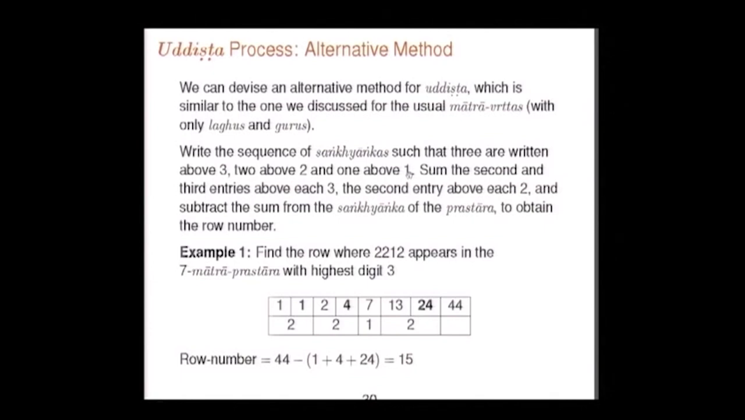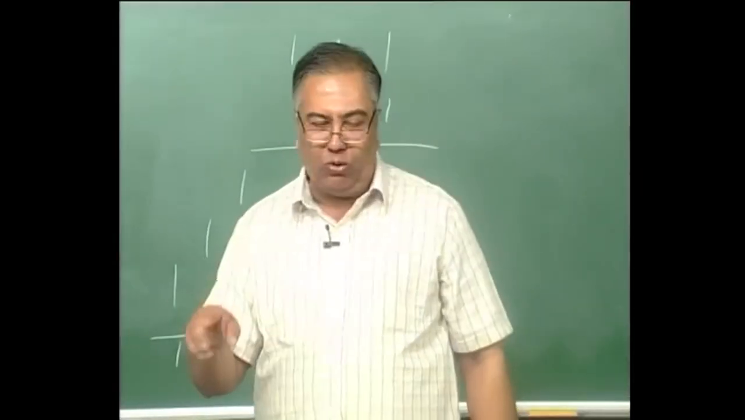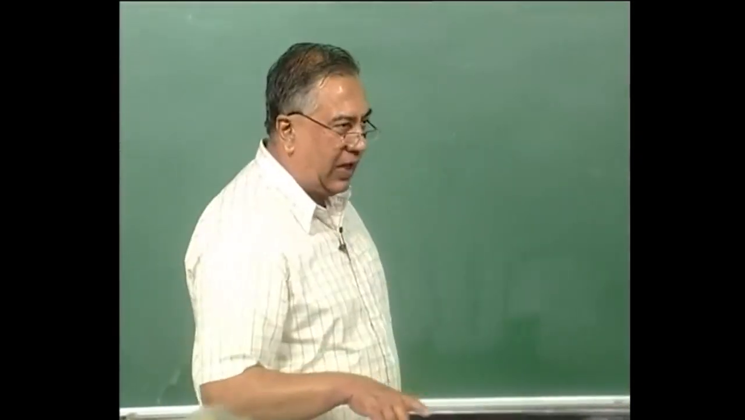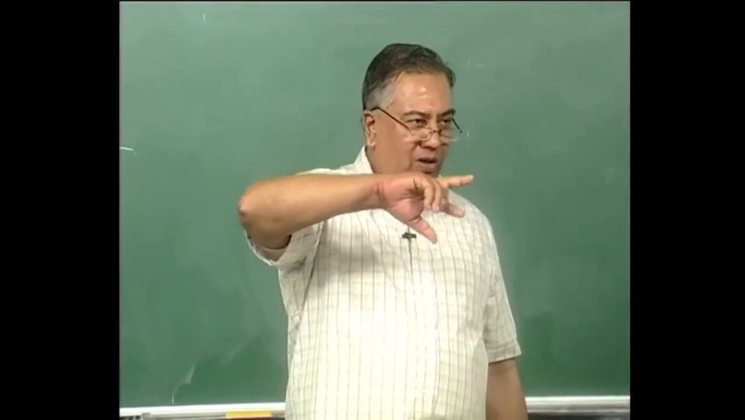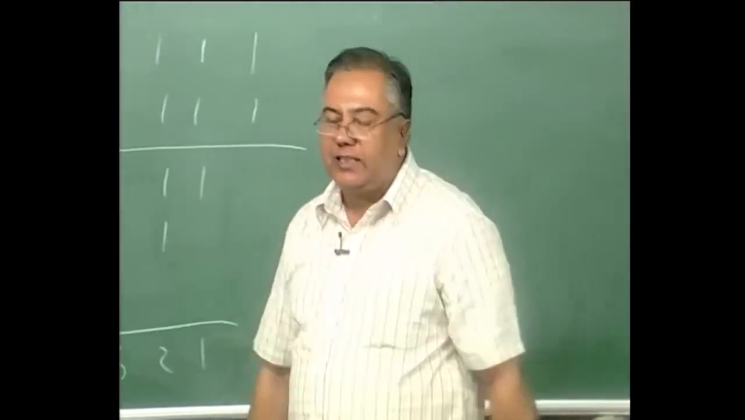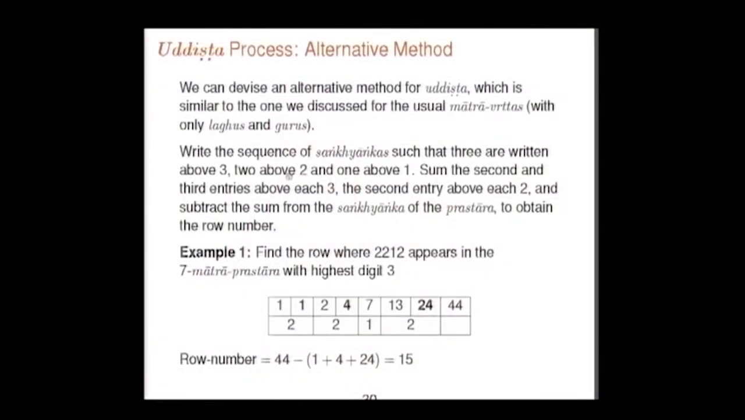This is what we had done in the case of Sharngadeva. We put 4 sankhyankas above the Pluta, 6 sankhyankas above the Pluta, we put 4 above the Guru, 2 above the Laghu and 1 above the Dhruta. Or in Matravrata Prastara, we put 2 sankhyankas, 1 above and 1 below the Guru and 1 sankhyanka only with the Laghu. So, this is just a generalization of that. Write 2 sankhyankas above 2, 3 above 3, 1 above 1. Sum the second and third entries above each 3, second entry above each 2 and subtract that sum from the sankhyanka of the prastara, which is 44, to obtain the row number. So, here are 1, 1, 2, 4, 7, 13, 24, 14.